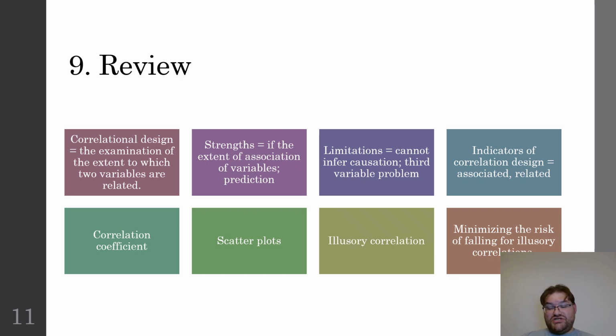A correlation coefficient is a statistic showing the relationship and the direction of the relationship. A positive correlation means things are moving together: as one variable increases, the other variable increases, or as one decreases, the other decreases. And a negative or inverse correlation means as one variable increases, the other one goes down, and vice versa. Scatter plots are a visual representation of data points, and then we can draw a line through there to see if there's a relationship.